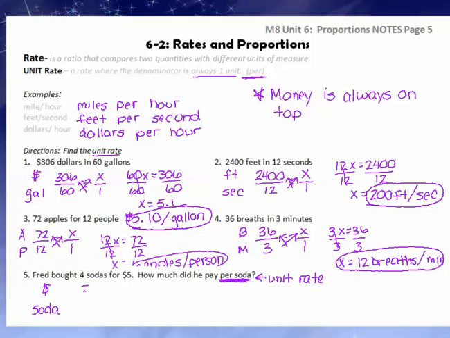I have $5 for 4 sodas. But I want the unit rate. So I want to know how much money for 1 soda. Cross multiply just like I would before. 4x is equal to 5. Then I need to divide by 4 on both sides. And I'm left with x is equal to 1.25. And I need to make that money. So it's $1.25 per soda. Remember, you come over here and you're looking at the label here, dollar per soda.